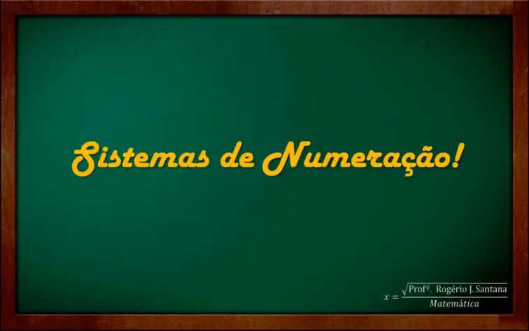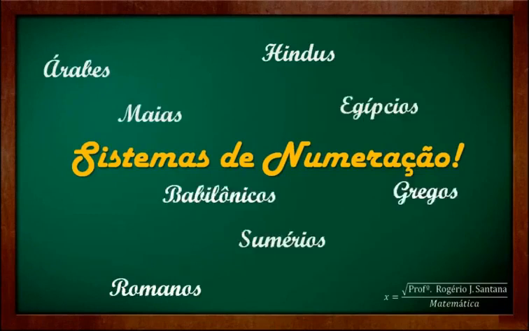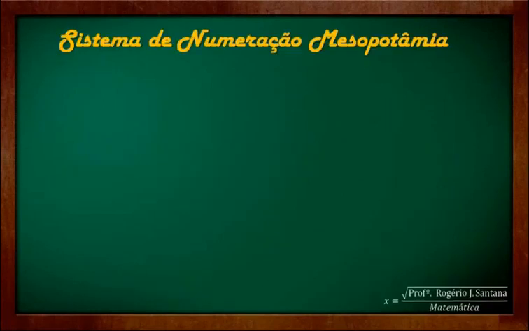Systems make arithmetic operations easier or harder depending on the structure of the system. There are several numbering systems, including the Mayans, Greeks, Romans, Egyptians, Hindus, binary, among others. Let's look at some systems and their particularities.